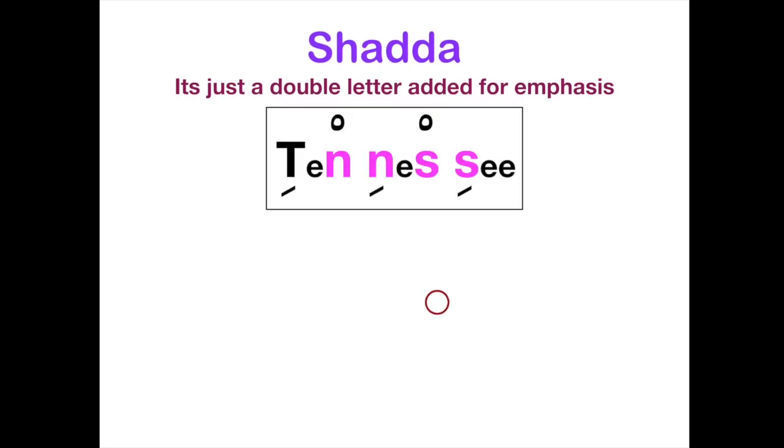Okay, so it's just a double letter added for emphasis. But let's have a look at how the word Tennessee would look if we put the diacritic marks on it. You'd have your kasra with the E, "te." And then the sukoon, which we used in the last lesson, lesson number 24, "ten." Then we'd have the "ness," and then the "see." So we'd have "ten, ness, see."